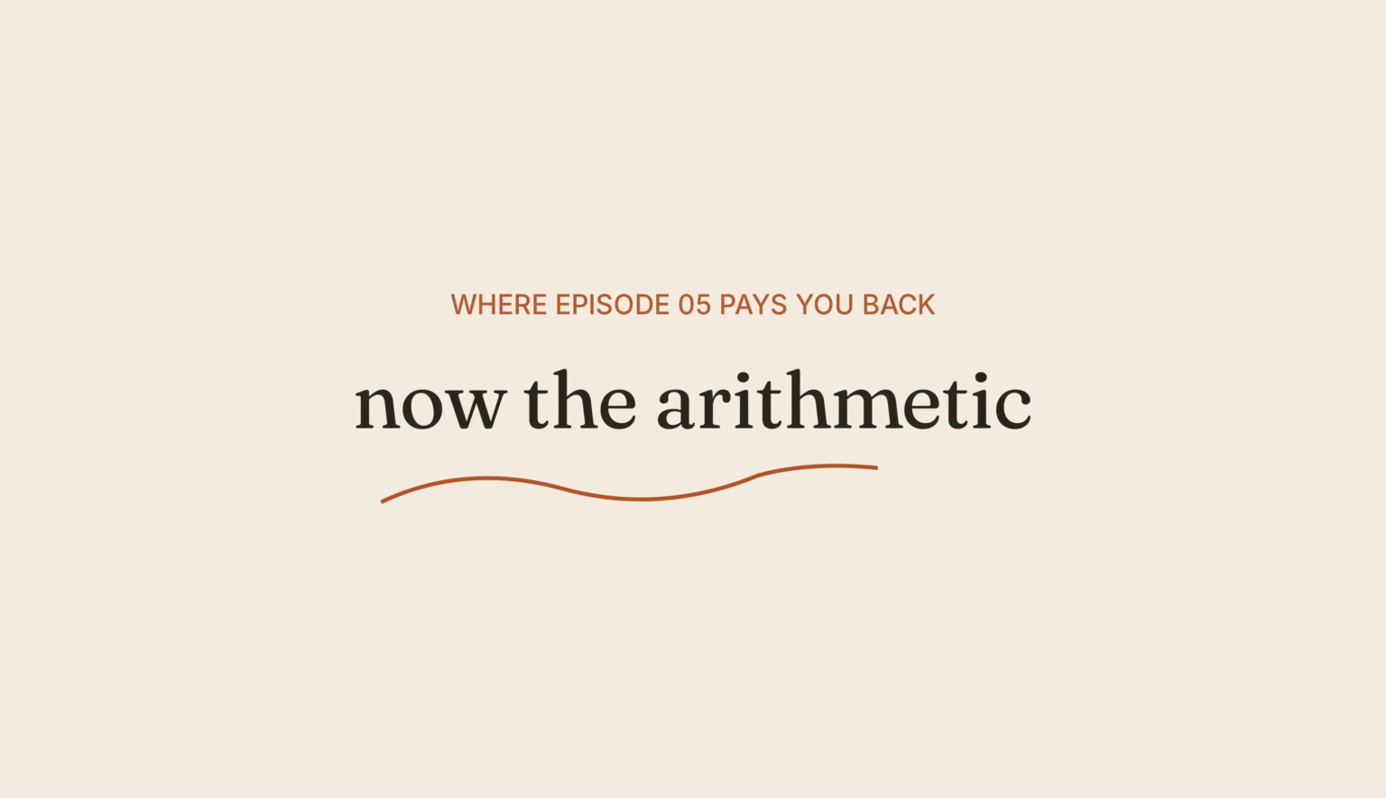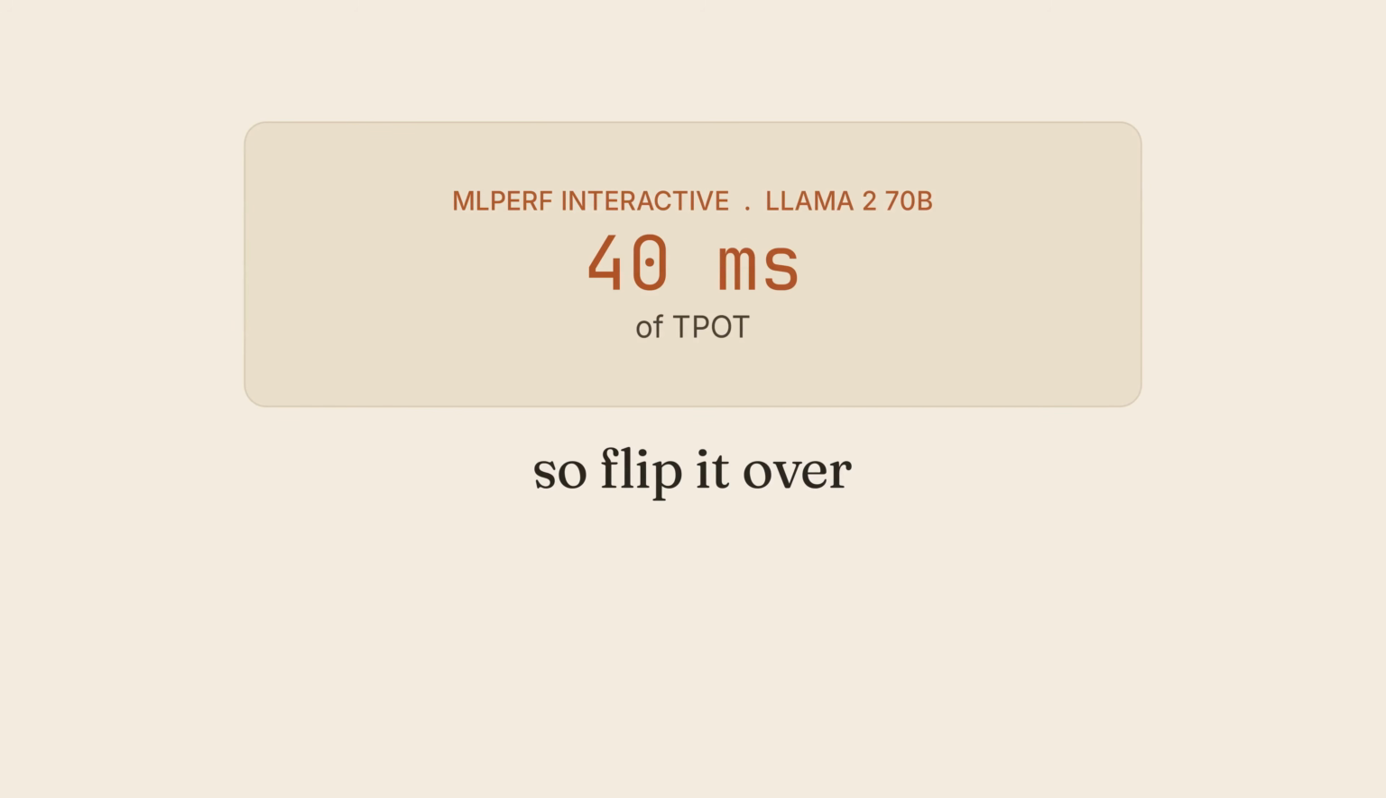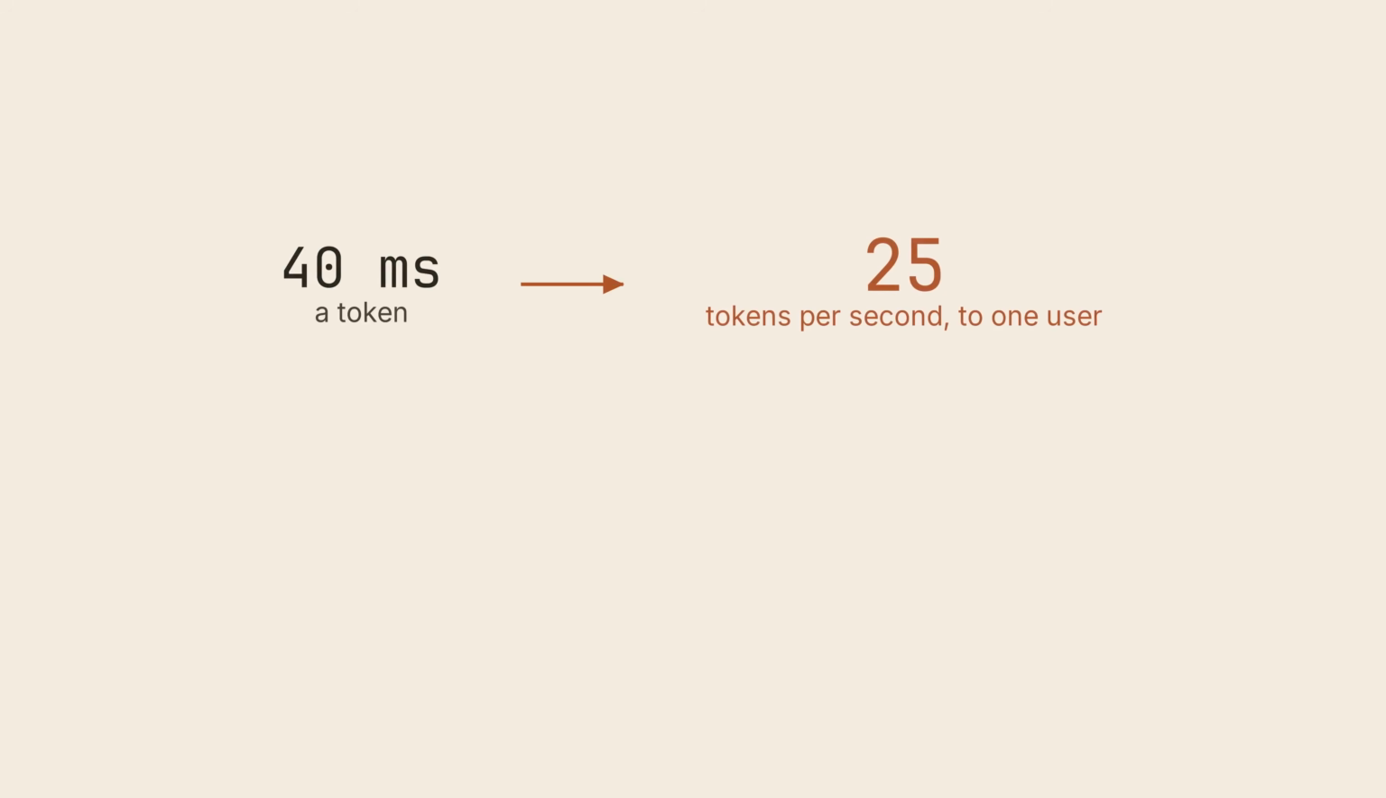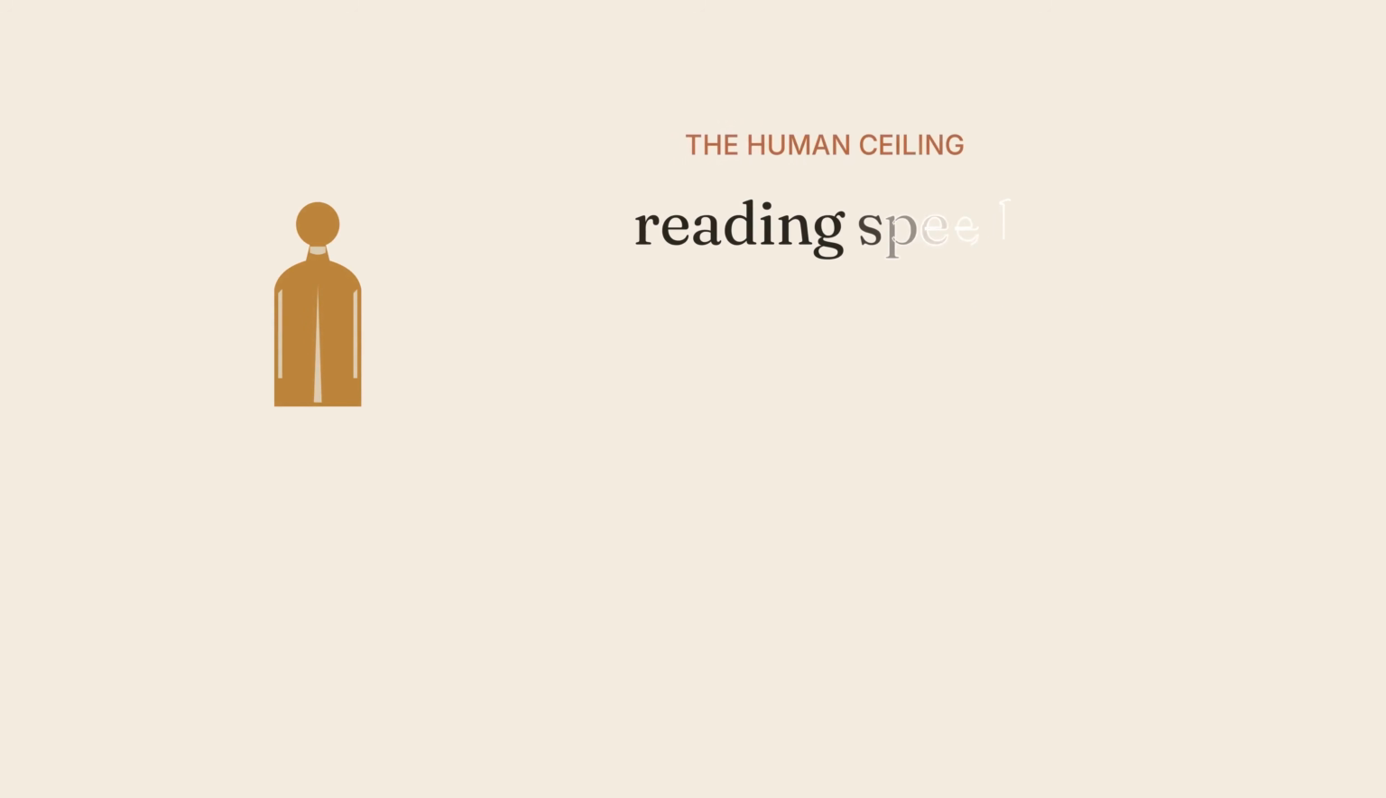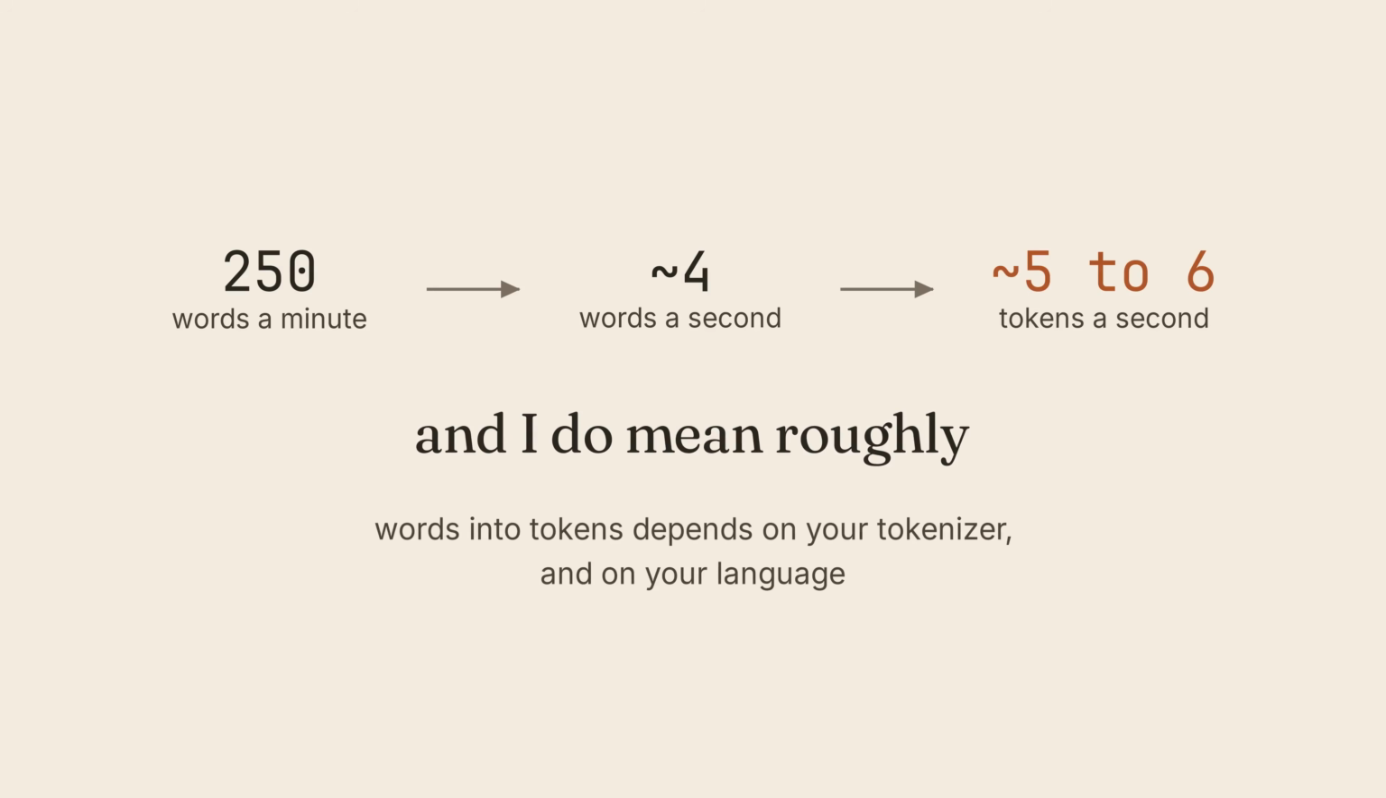Now the arithmetic, and this is where episode 5's SLO work finally pays you back. Remember MLPerf's interactive bar for Llama 2 70B? That was 40 milliseconds of TPOT, so flip it over. 40 milliseconds a token is 25 tokens a second to one user. And the human ceiling from that same episode was reading speed, 200 to 300 words a minute. Call it 250, so roughly 4 words a second and around 5 or 6 tokens a second. And I do mean roughly, because words into tokens depends on your tokenizer and your language.